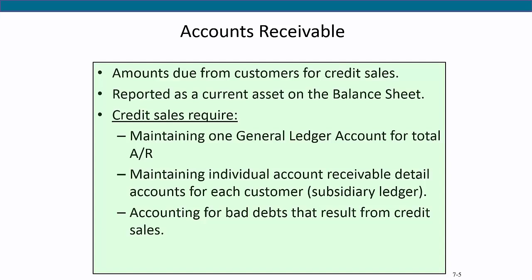Does that make sense? At any point in time, we can add up all the individual accounts, and the total will equal the total in the accounts receivable account in the general ledger. Pretty neat system. Unfortunately, we also need to account for those customers that won't pay us, and we call this bad debts. Let's look first, though, at an example of selling on credit and of an accounts receivable subsidiary record.